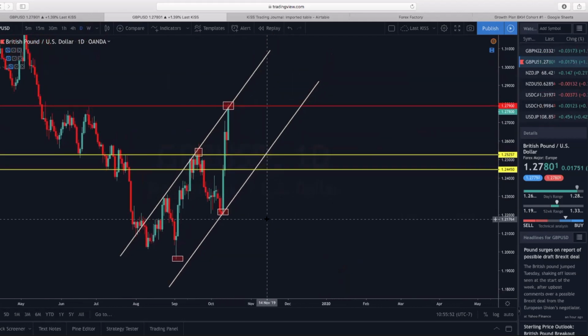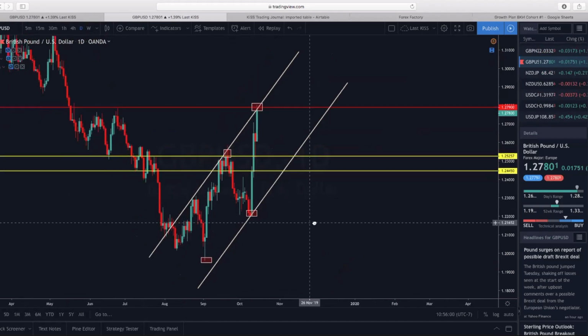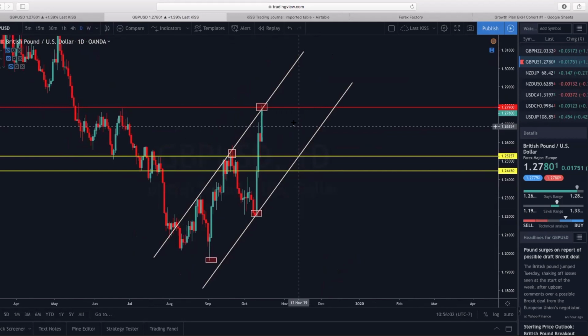So in a rising channel, we want to trade with the trend, and in a falling channel, we also want to trade with the trend. You're going to get better results in doing that. But I actually entered this particular trade for a sale, and I'm going to tell you why later.